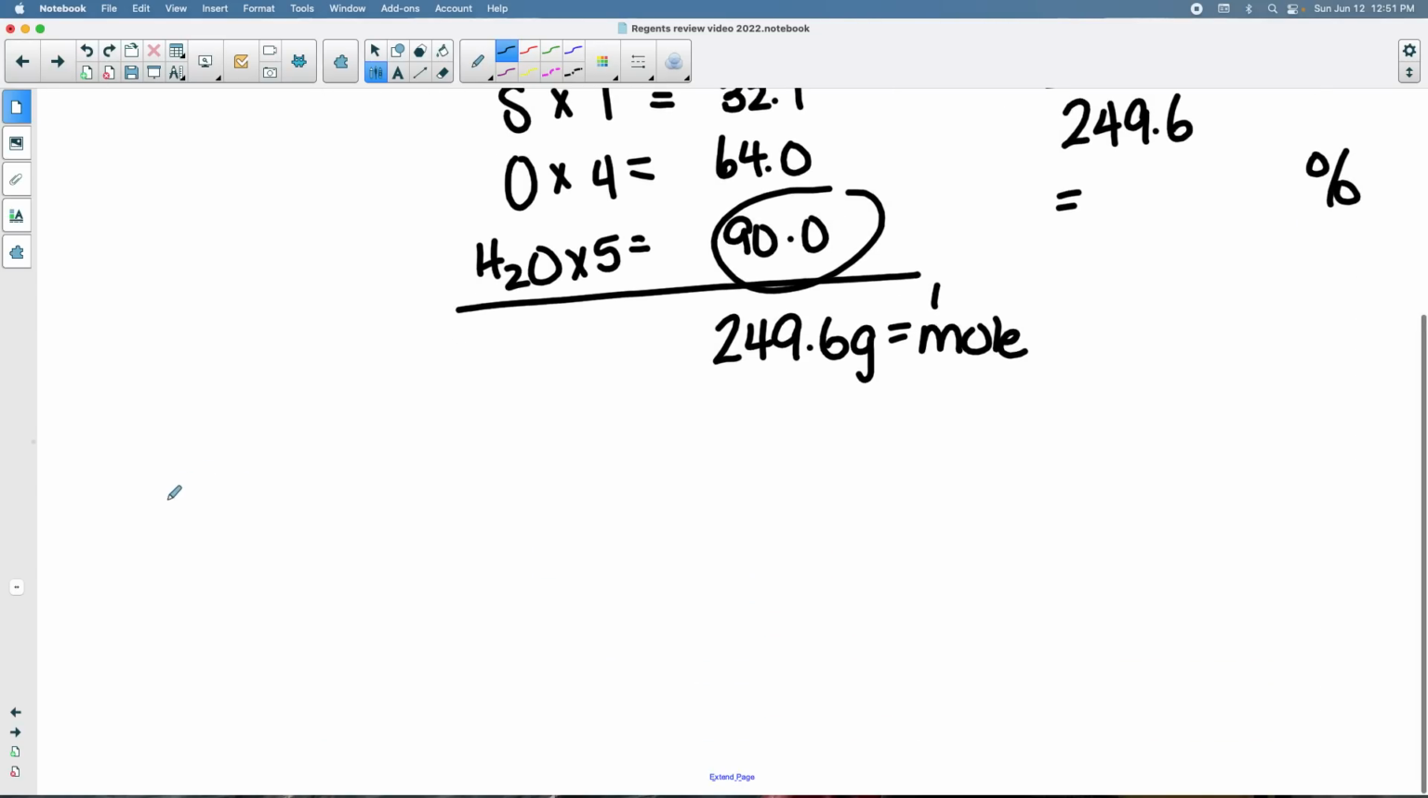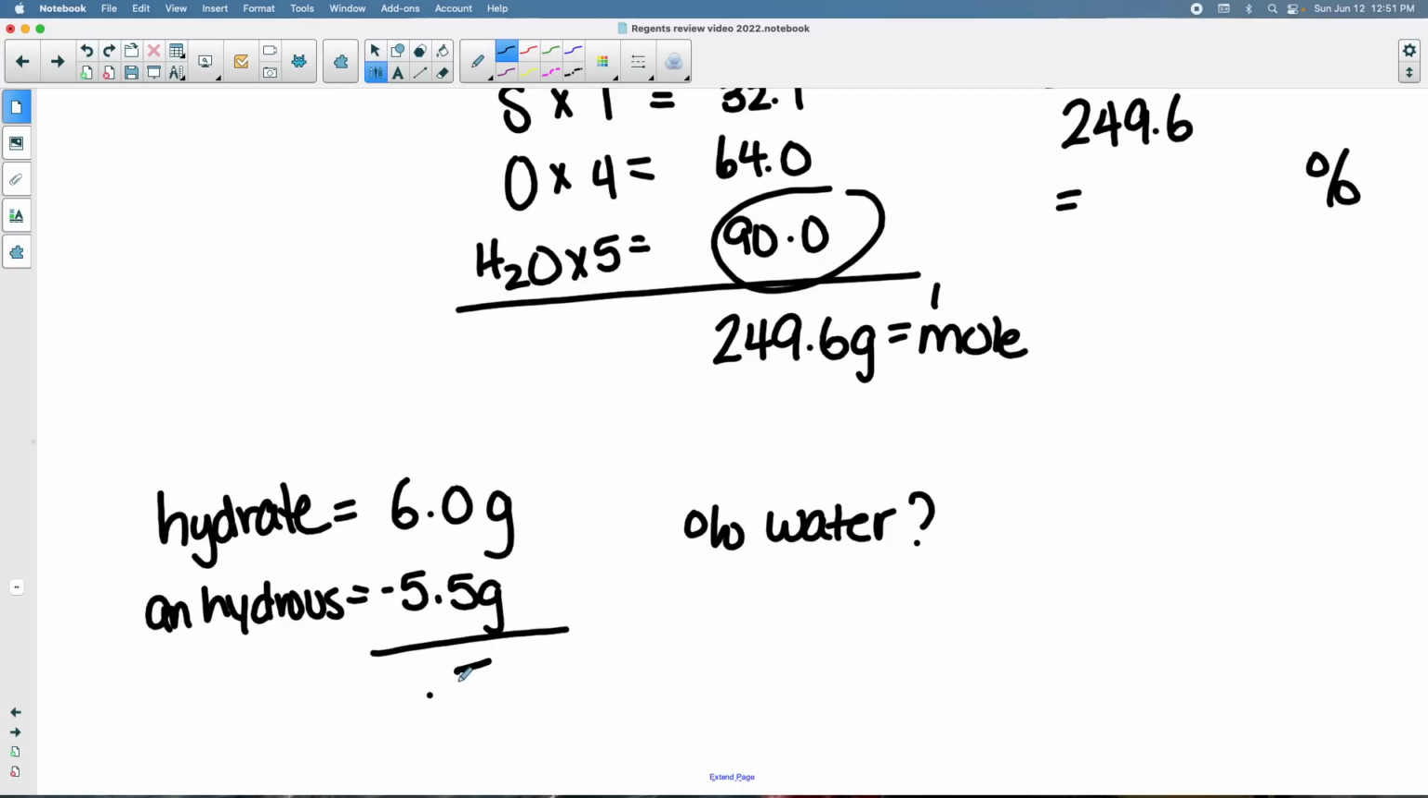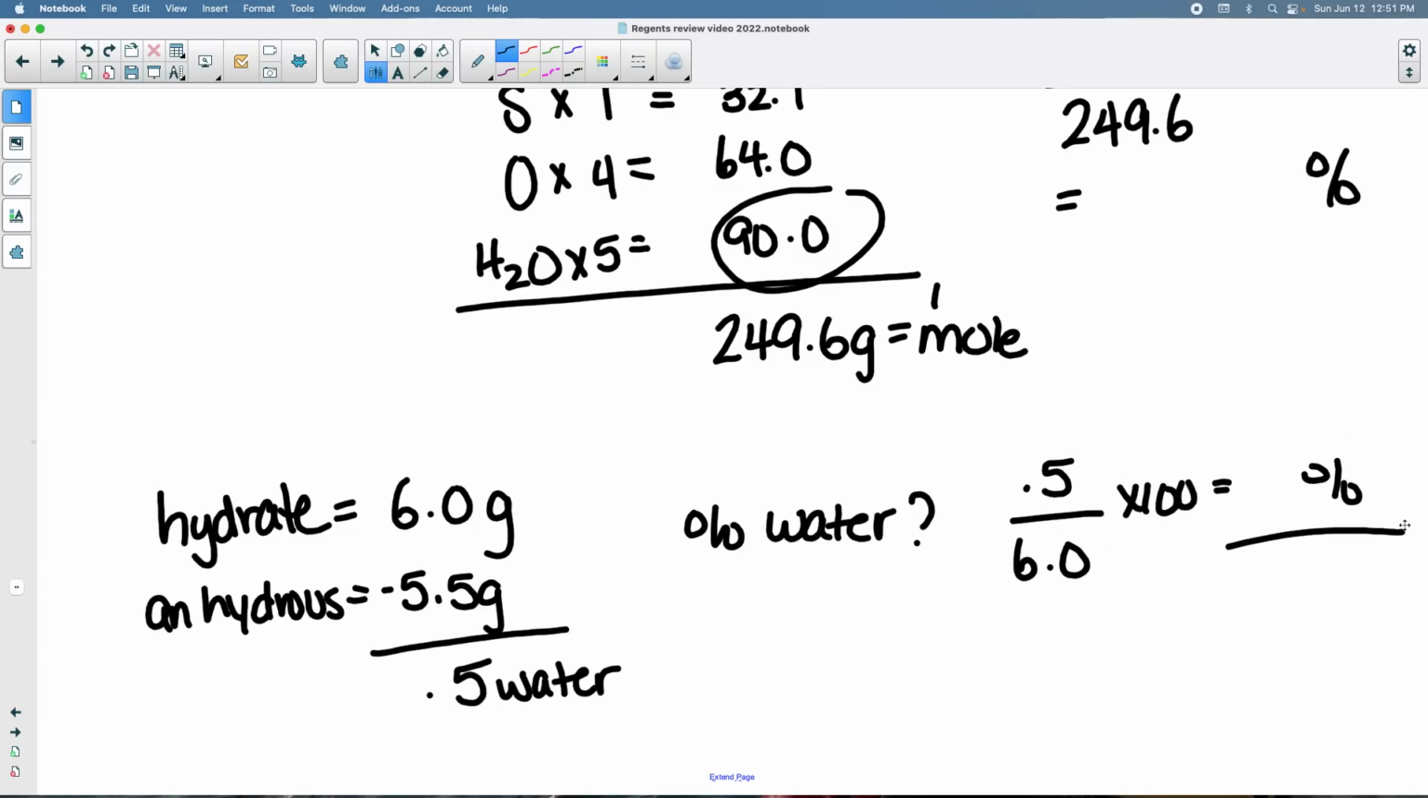Or they can ask you, we start with a hydrate, and it has a mass of 6 grams. We heat it until we get our dry, the anhydrous, let's say, is 5.5 grams. And then they ask you for the percent of water. 6 minus 5.5 is 0.5, which would be your water. So we would do 0.5 over 6 times 100. And whatever answer you get, you would put percent after it.